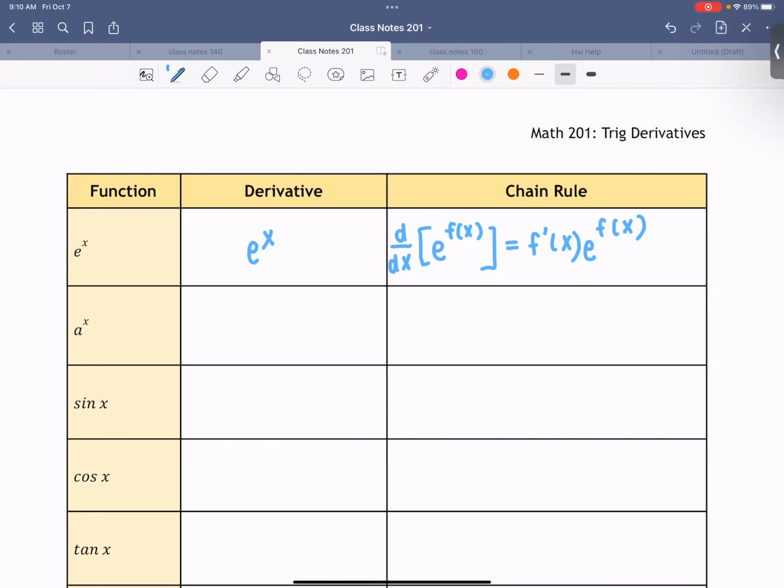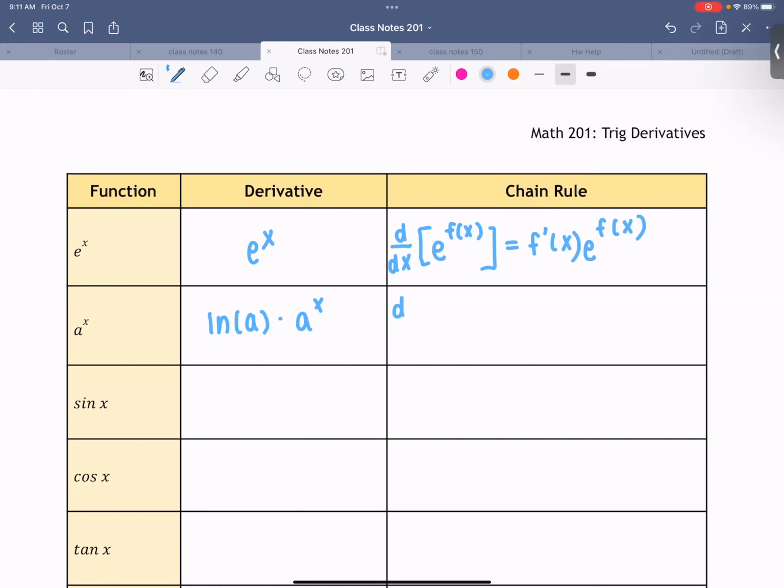Okay. Next of all, we have a to the x, which is basically e to the x, but a little bit more general. Does anyone remember the derivative of a to the x? Natural log a times a to the x. Natural log of a times a to the x. Good. Now, natural log of a isn't a function of x at all. It's just a number, right? So ln of a is the same as 2 or 4 or 6 or pi or something like that. Okay. So just to keep in mind of that.